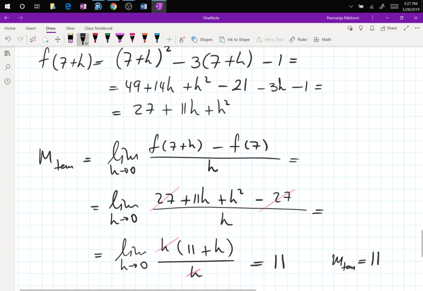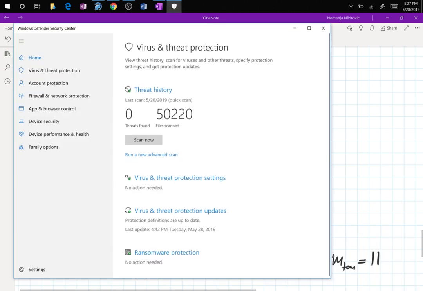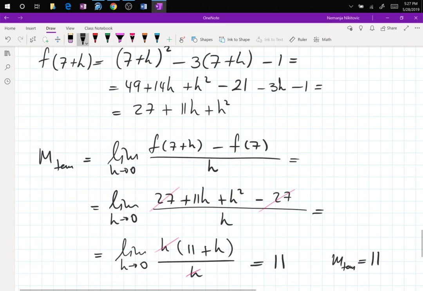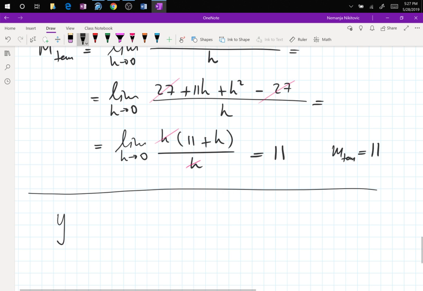So when we change the point, the value of the slope changes. So now, I just realized that I actually didn't want a 7, I wanted -5. So it's the same problem, but now x is -5.